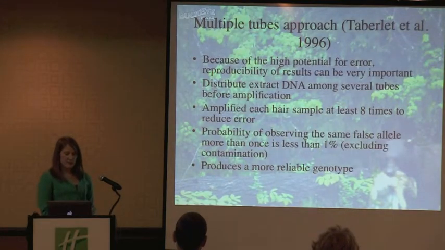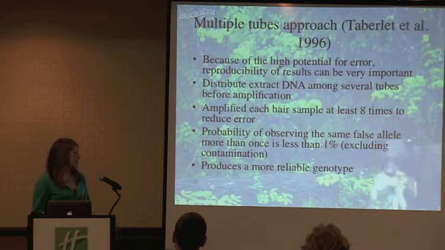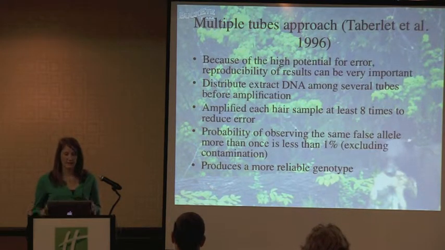So in order to reduce these types of error within our samples, we used a multiple tubes approach. Because of the high potential for error, reproducibility in this situation is very important. And so we distribute our extracted DNA among several different tubes before amplification, and then we amplify each hair sample at least 8 times to reduce the error. This makes it so that the probability of observing the same false allele multiple times is less than 1%, excluding, of course, contamination. And it produces a much more reliable genotype when you have this reproducibility.